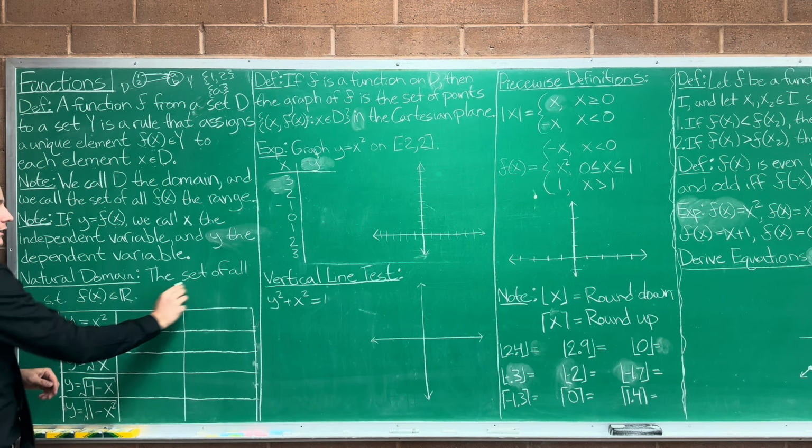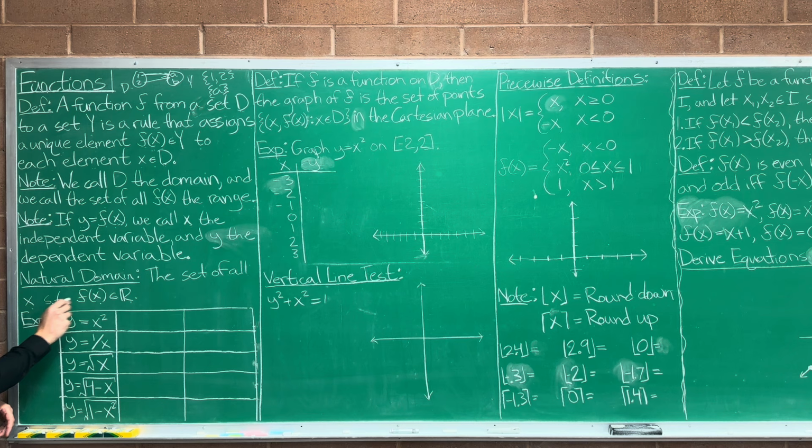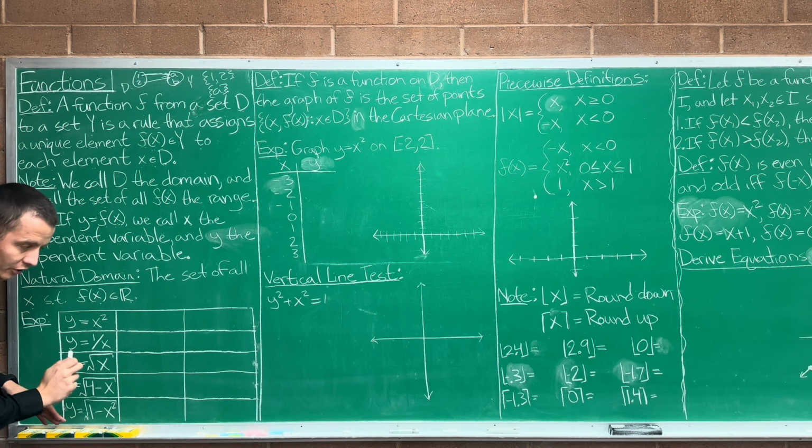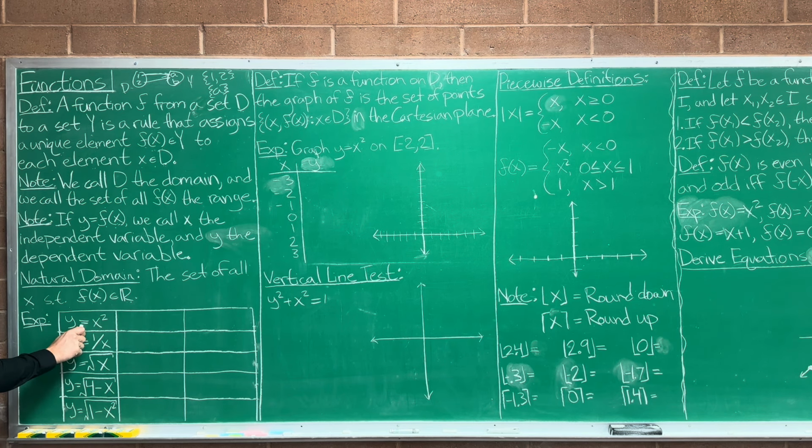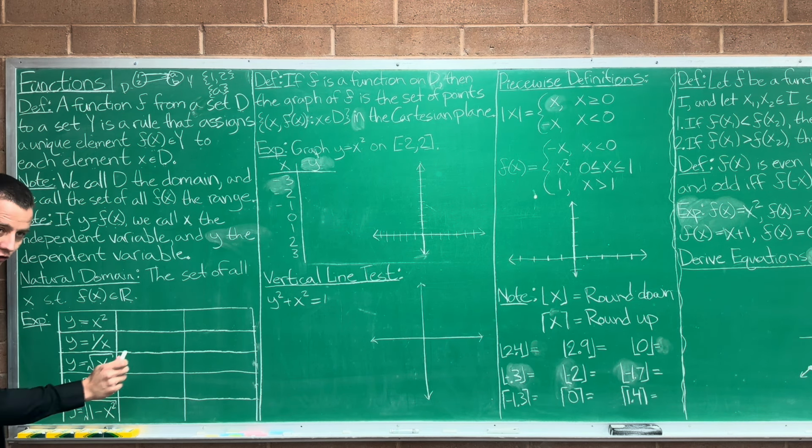The natural domain is the set of all your x's, such that f of x is in the real numbers. Let's go over some concrete examples. I'm going to give you the function. You're going to tell me its domain and its range. I didn't tell you what the domain was explicitly with any of these functions, so we're assuming the natural domain.